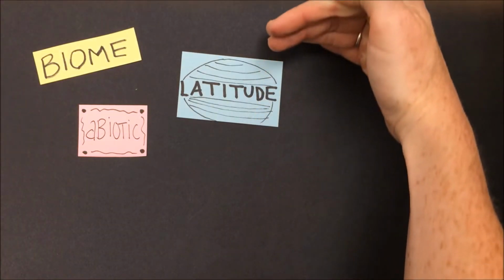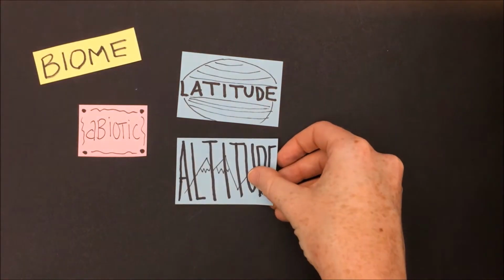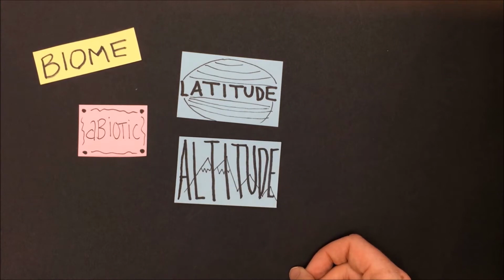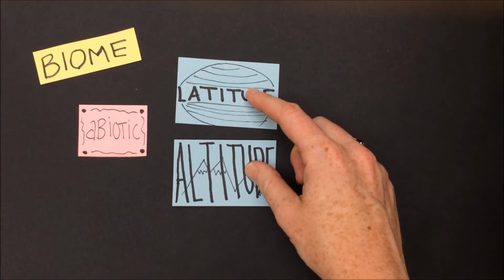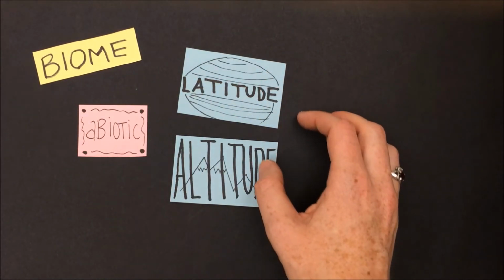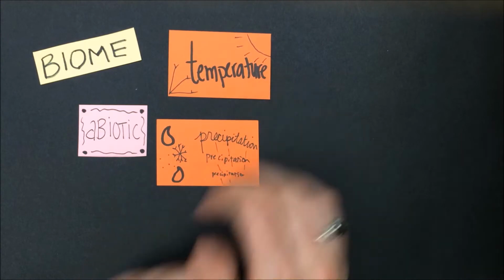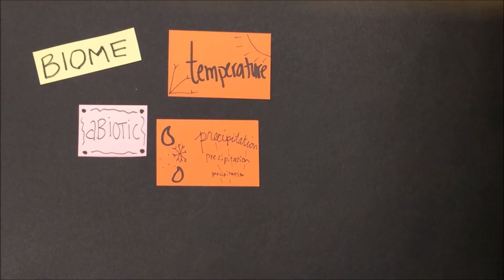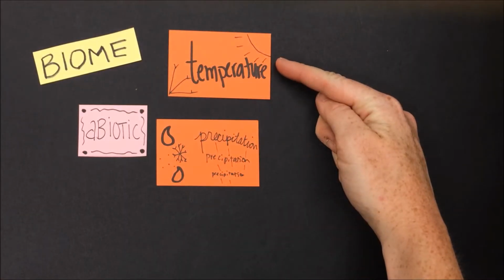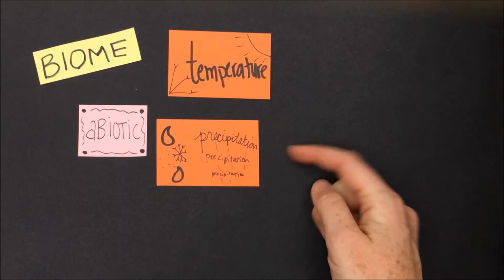Some abiotic factors that are important to consider in a biome are latitude, which is distance away from the equator, and altitude, which is the distance above or below sea level of a specific location. These are abiotic factors that could influence which biome you are studying. The most important abiotic factors, however, in determining the identity of a biome are temperature and precipitation. You can tell a lot about a biome based on its annual temperature fluctuations and how much precipitation it gets.